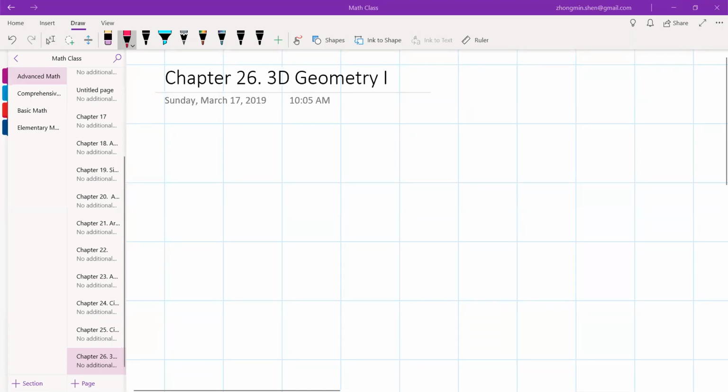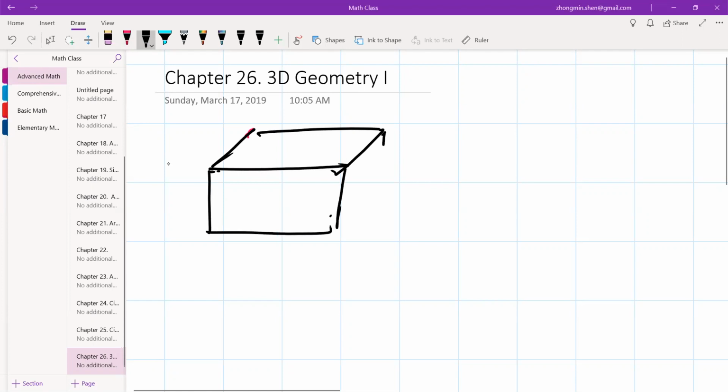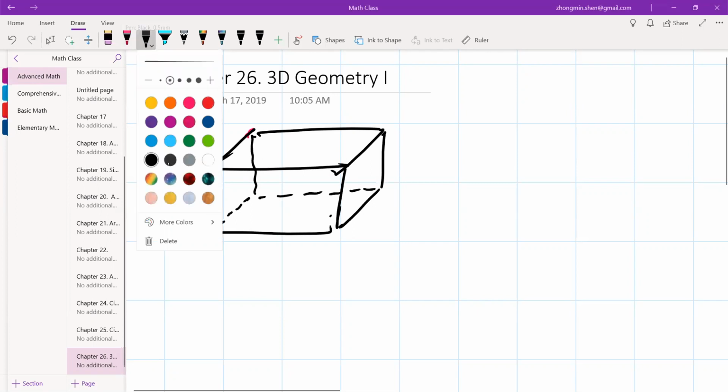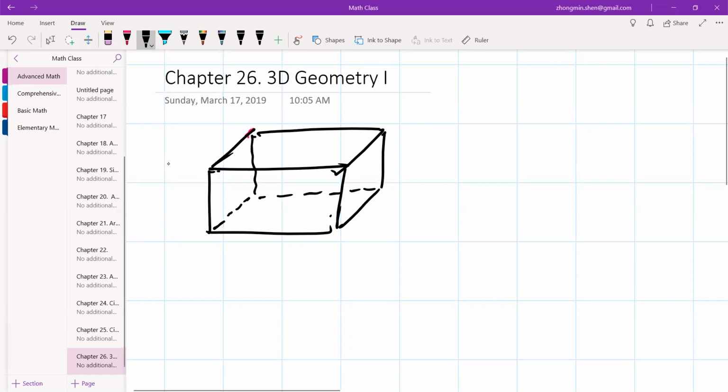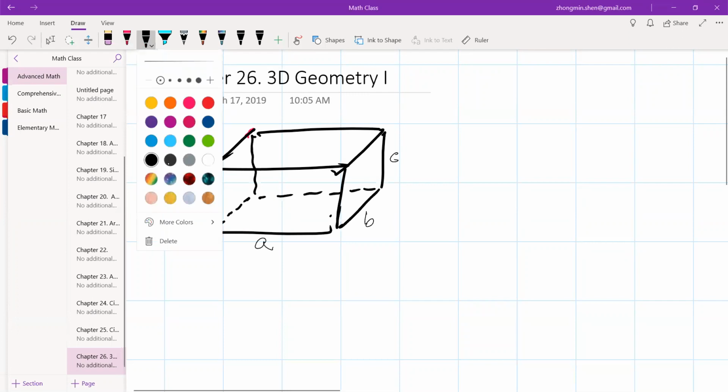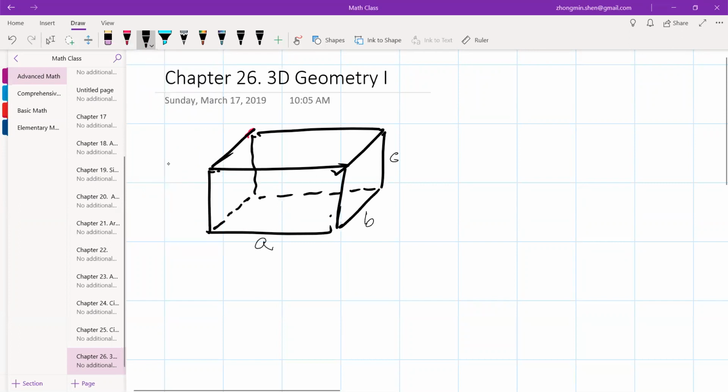So let's begin with the basic 3D picture. This is a rectangular box. Rectangular means all the angles are 90 degrees. Now, how do you draw it? This is the way we draw the picture. You have three sides, A, B, and C.